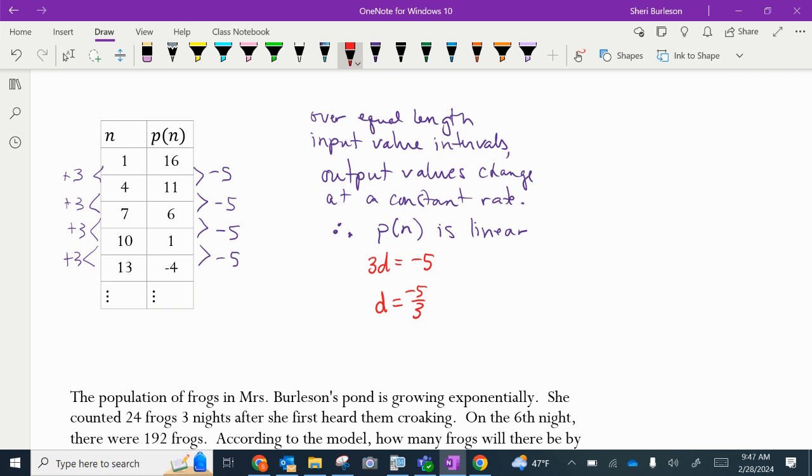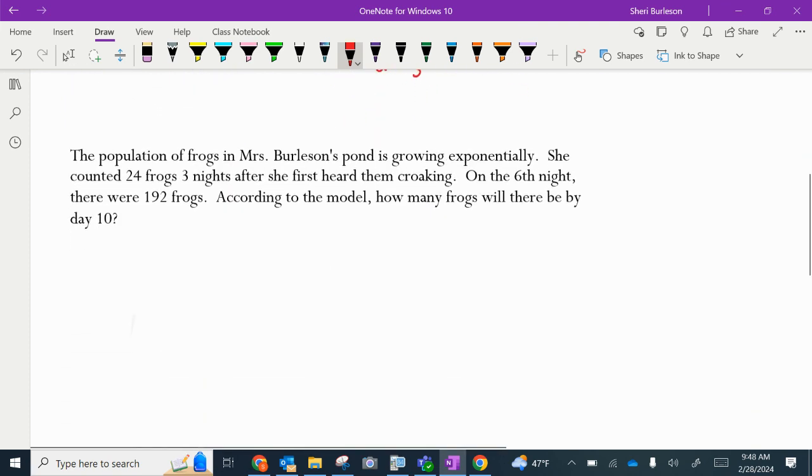I have not seen any problems put out by AP where, when asking for things like this, they don't give equal length input value intervals. There we go. Too many words. But if they did, just find the slope between these 2 points, the slope between these 2 points, the slope between those 2 points. Okay. Great question. Any other questions? Okay. My frog problem.